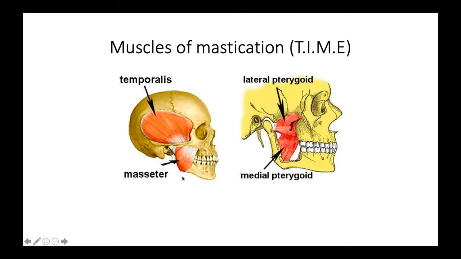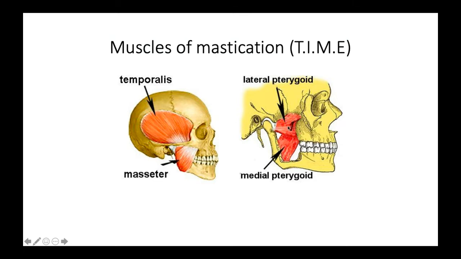So you have T, I, M, E. Temporalis, internal pterygoid, masseter, and external pterygoid. Again, medial is interchangeable with the term internal, and lateral is interchangeable for the E and external. These are the chewing muscles.